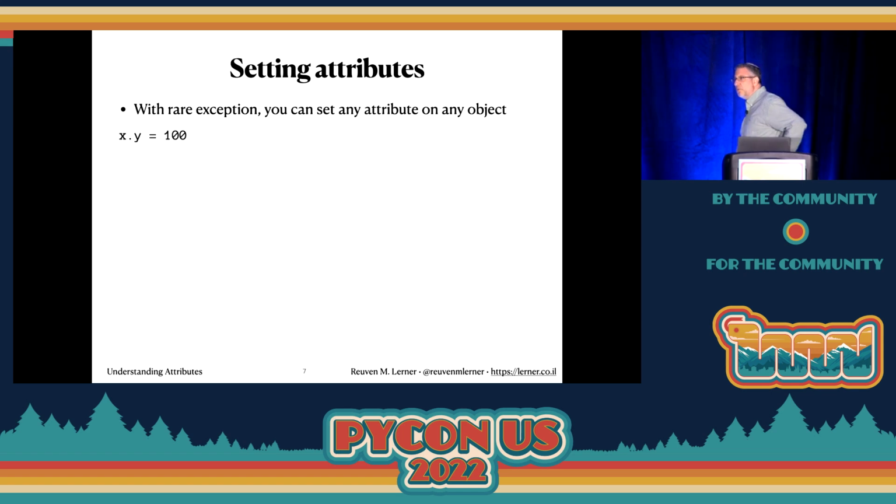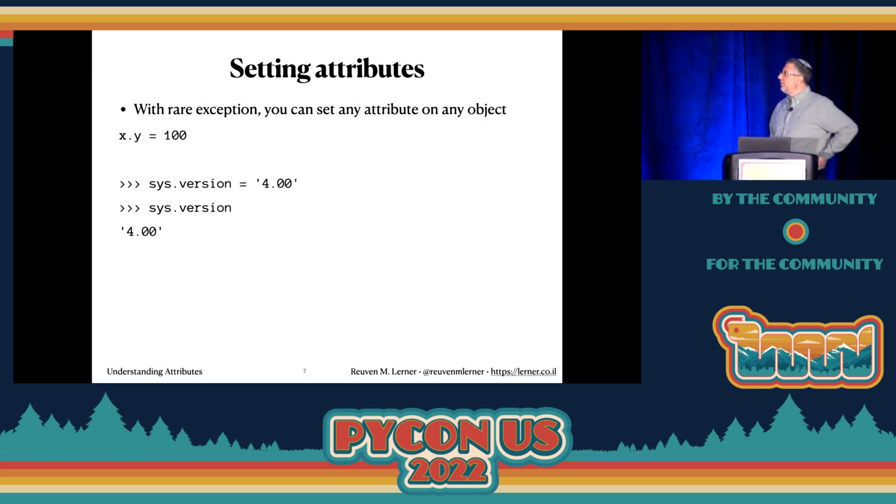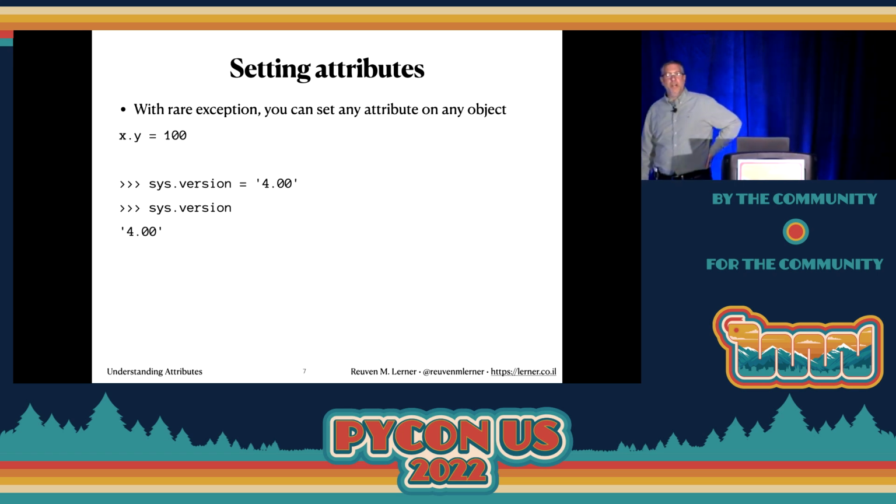So some of you might remember the difficulty and pain that we had in upgrading Python 2 to Python 3? Well, I have an easier solution. sys.version equals 4.00. There you go. I've now upgraded to Python 4 with no pain whatsoever.